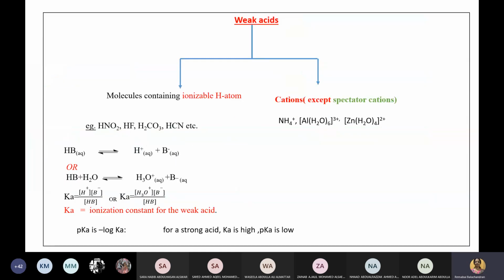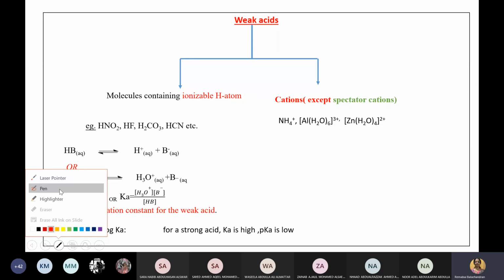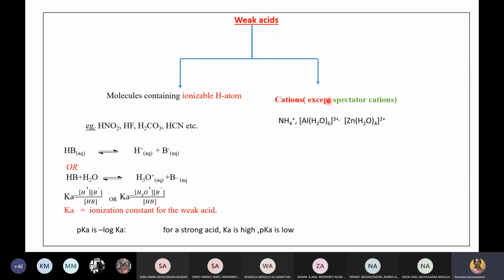Dear students, did you see cations? What are cations? Cations means positively charged ions, except the spectator cations, are acidic. I'm going to explain this part again, don't worry about it: how these cations behave like acids.